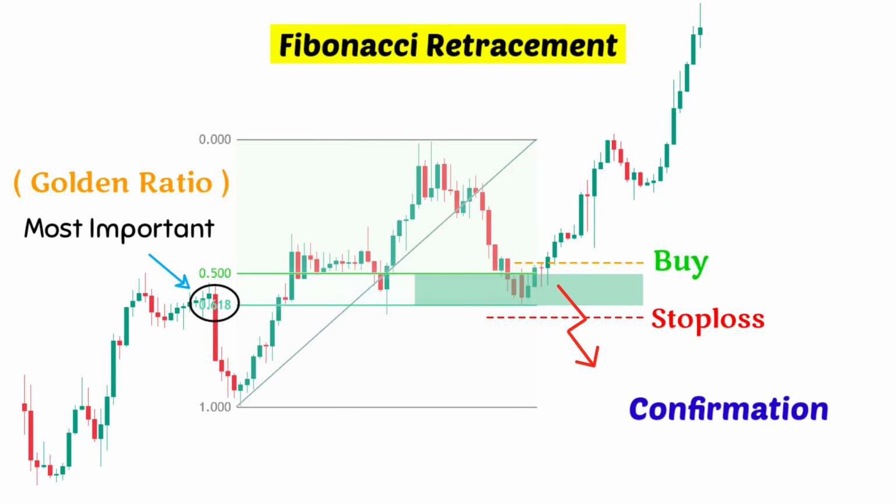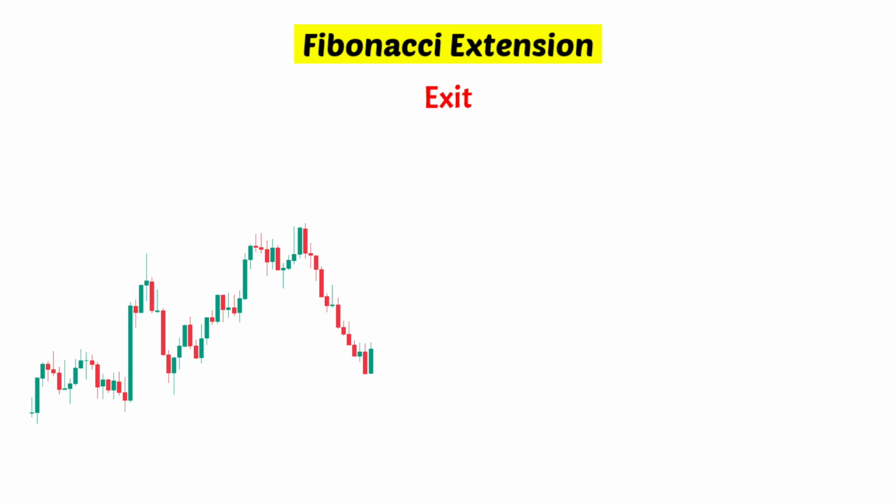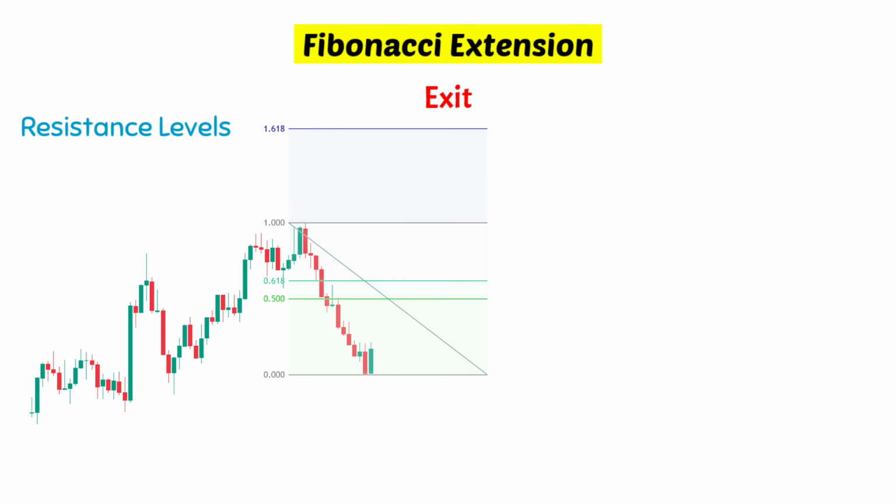Now let's understand Fibonacci extension, which we use for planning our exits. Fibonacci extension helps us identify potential resistance levels where the market may slow down or reverse, allowing us to lock in profits before that happens. To find these levels, we need to draw a Fibonacci on the pullback itself.